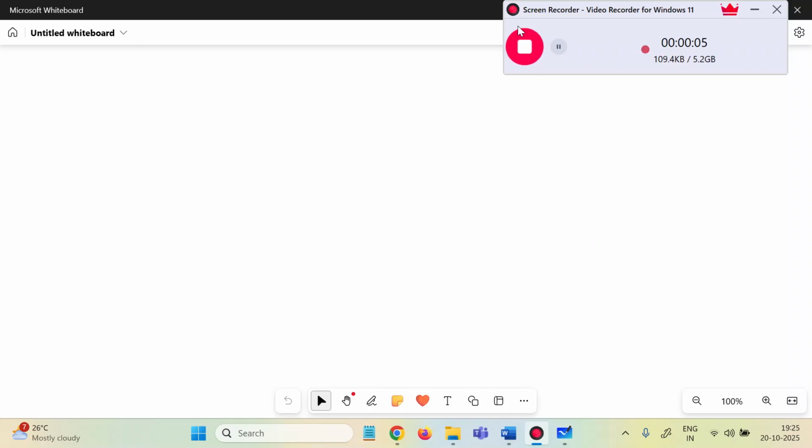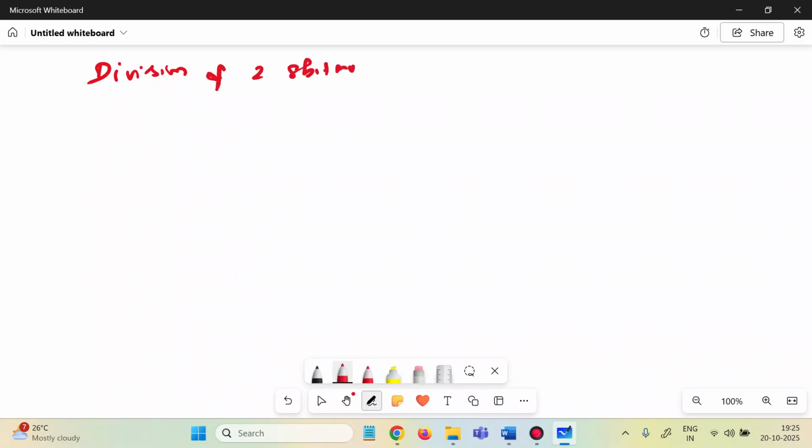Division of two 8-bit numbers using 8085. Let's discuss that in detail. So when I say division, dividend by divisor, division of two 8-bit numbers using 8085.